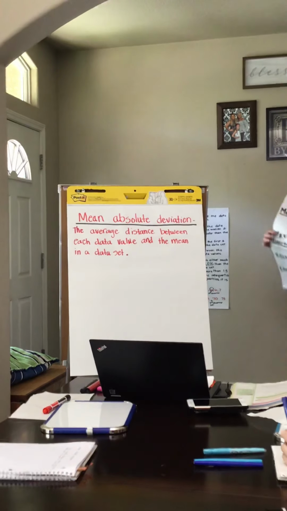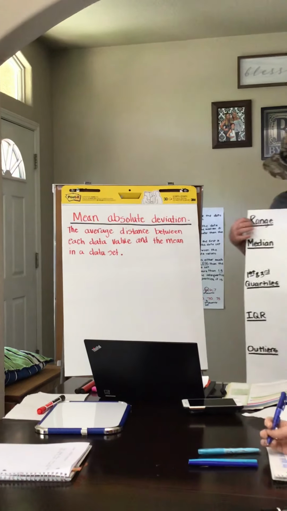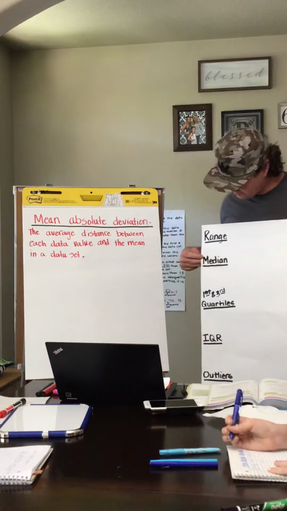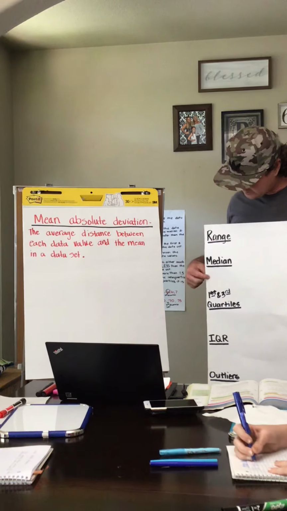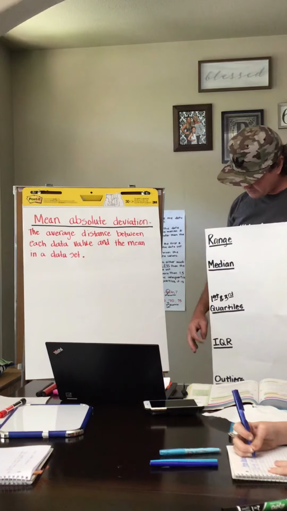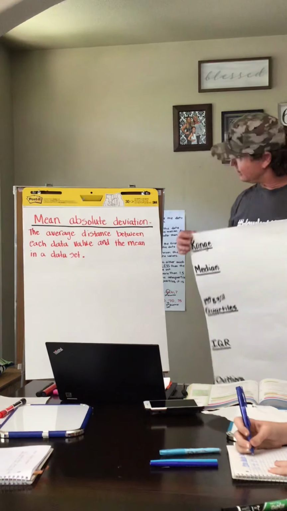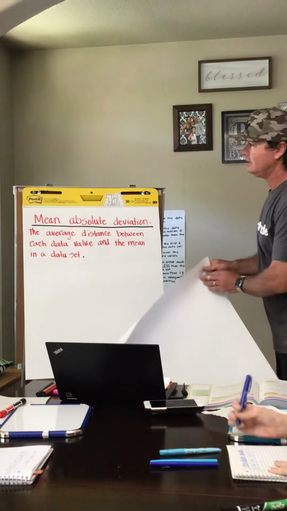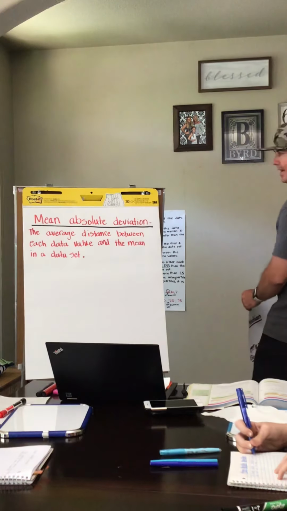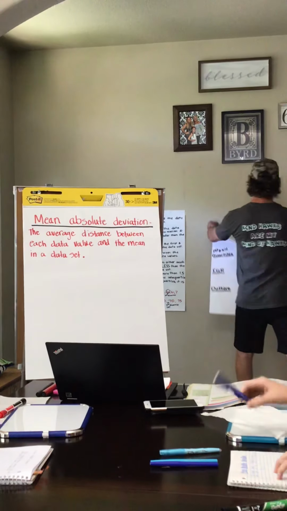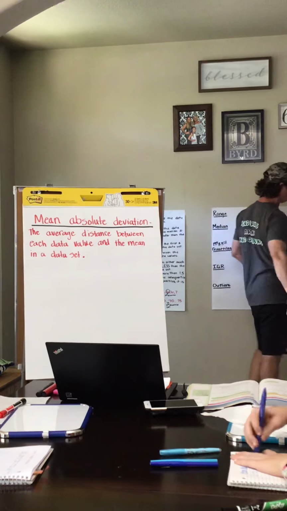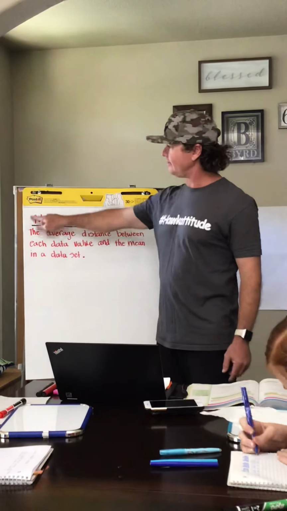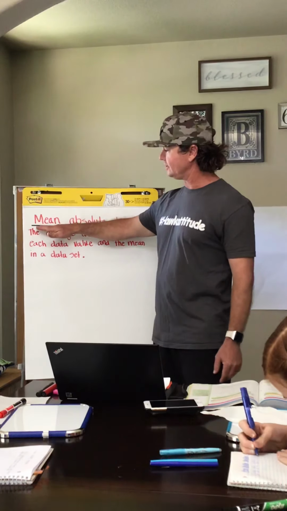We talked about range, the distance between the biggest piece of data and the smallest. We talked about the median, the one in the middle. We talked about the quartiles, first and third, the interquartile range, outliers, and we also have talked about the mean. That is the average. Add them all up, divide by how many numbers there are. Okay? So the first thing we're talking about is the mean. We're going to find the average.